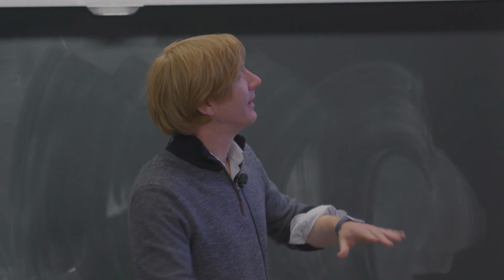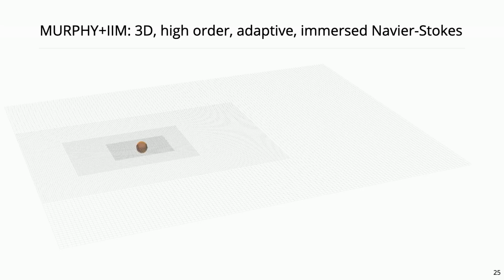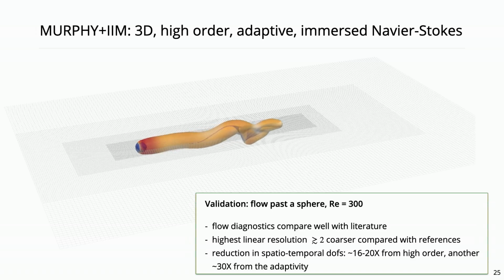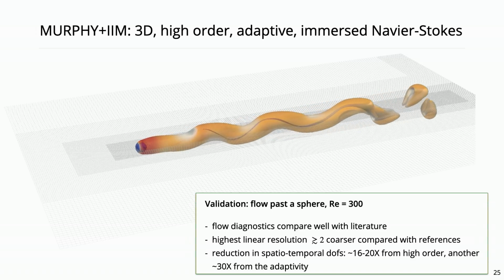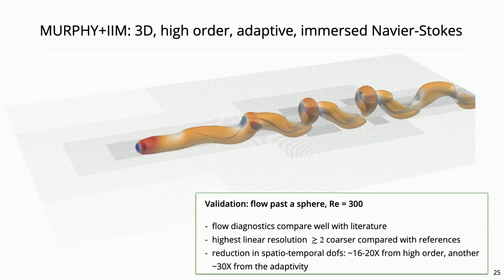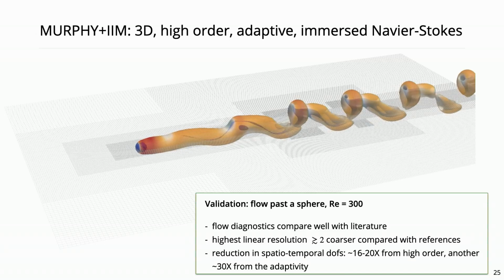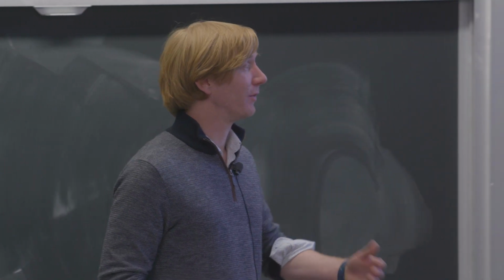So what we did is take this framework and put all our immersed method discretization in there. And so now we have a bingo of keywords. We have 3D, high order, adaptivity, and immersed, all within one solver. And so when we solve some problems like flow past a sphere, a benchmark that everyone does when developing a 3D solver, we can get good results compared to literature in terms of the forces and the lift RMS. But our highest linear resolution is 2 times or more coarser compared to most references.